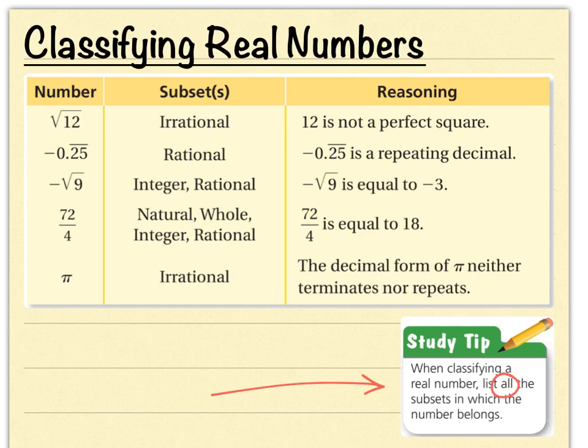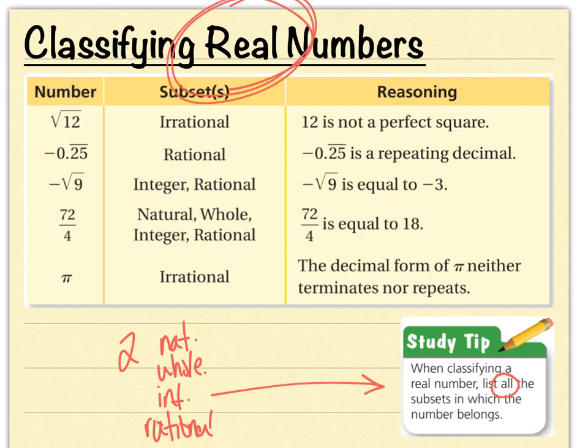So for example, 2 is a natural number. It's also a whole number. It's also an integer. And it's also a rational number. In fact, I could even say it's a real number, but we'll just assume that we're talking about all real numbers since it says classifying real numbers up here at the top. So these are some different examples.